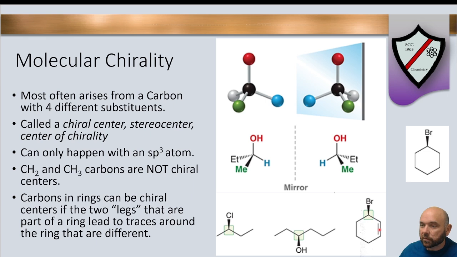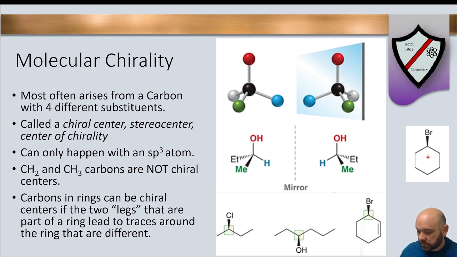So those are different because you run into the double bond faster in this orientation than you do coming around the other leg here. So that trace around the ring is different for each of those legs, making this a chiral carbon. Note, remember, chiral carbons can only be sp3 carbons, so our sp2 carbons here are not chiral, and the CH2s around the ring are not chiral either.